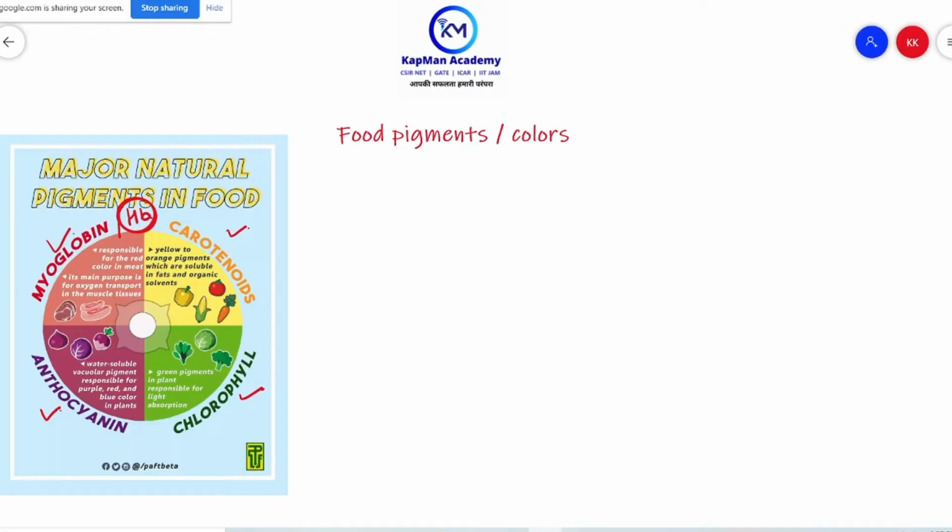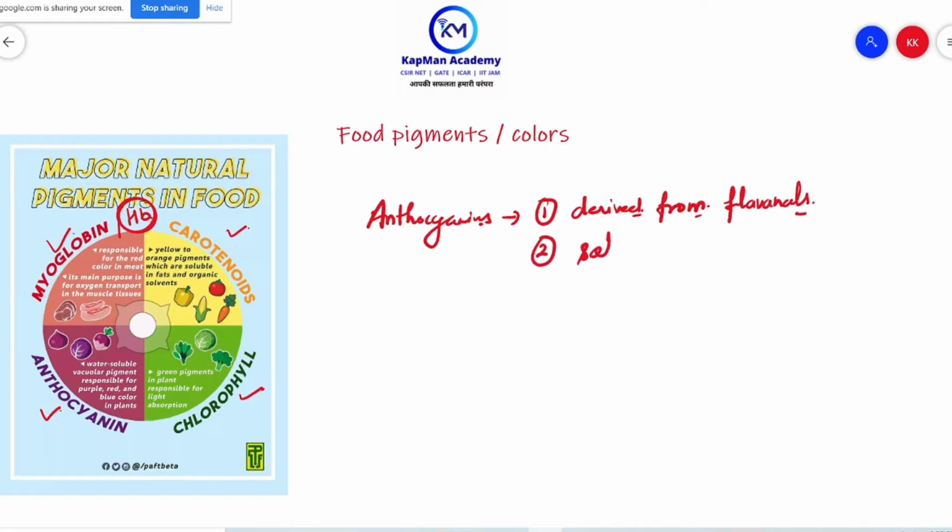What are their general properties, and how are they actually important for humans, right? So anthocyanins, first of all. Anthocyanins are, number one, derived from, you should know about it, flavonols, right? And they are soluble in water, right?